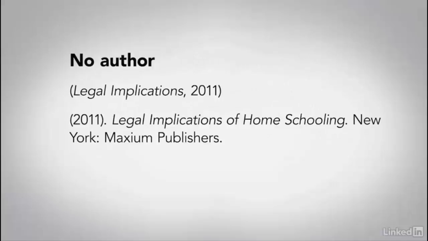Additionally, some sources you want to use may not have an author's name given. If that's the case, then the title or an abbreviated version of it is used in the in-text citation, and the article title is in the first position in the works cited entry. For example, only Legal Implications 2011 would be given in the in-text cite rather than the entire Legal Implications of Homeschooling. Then the source would be alphabetized by the title of the complete article. All other information would then be given in the same order as shown in the previous example.